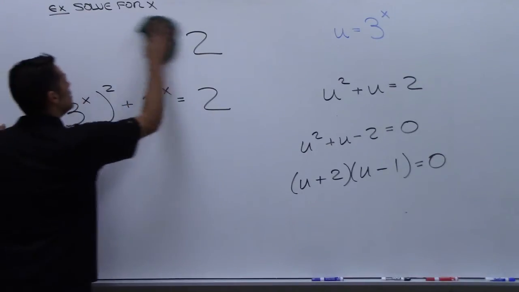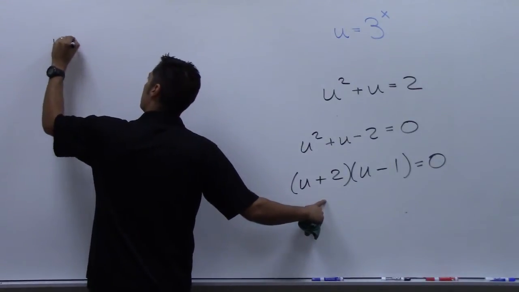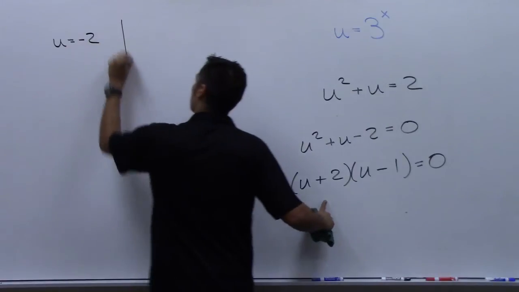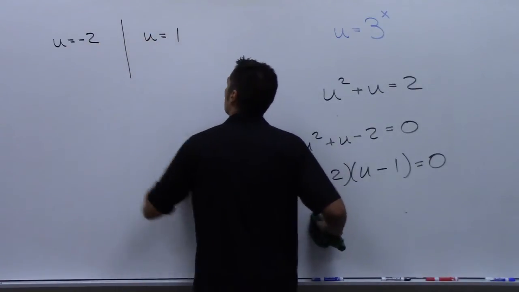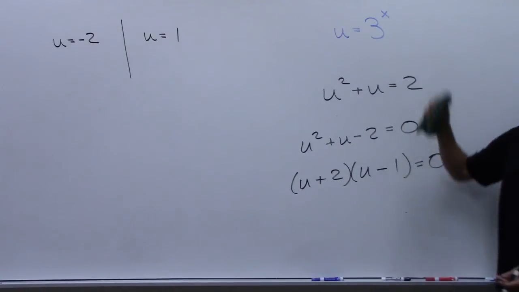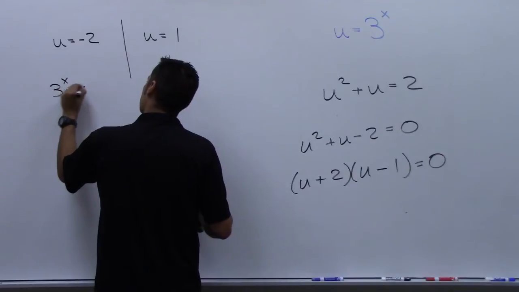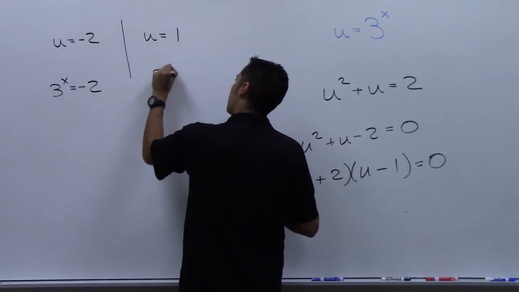Now you need to put yourself back in. So let me write down what we have here. From this, you're telling me that u must be negative 2, and then you're also telling me that u must be 1. Now, what was u? U was 3 to the x. So this becomes 3 to the x must be negative 2. This is 3 to the x must be 1.